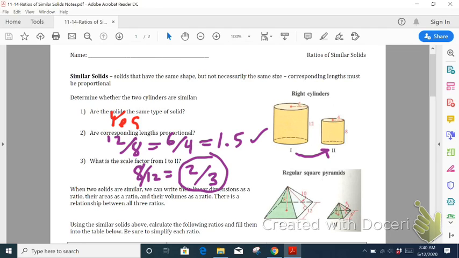Alright, quick question, pause it after I ask the question. What would be the scale factor from 2 to 1? Alright, cool. It would be 3 to 2. Alright, nice.